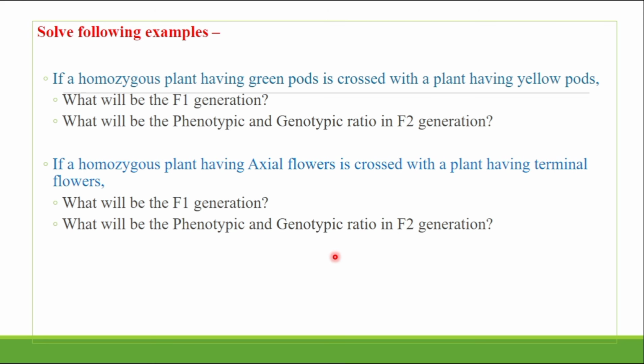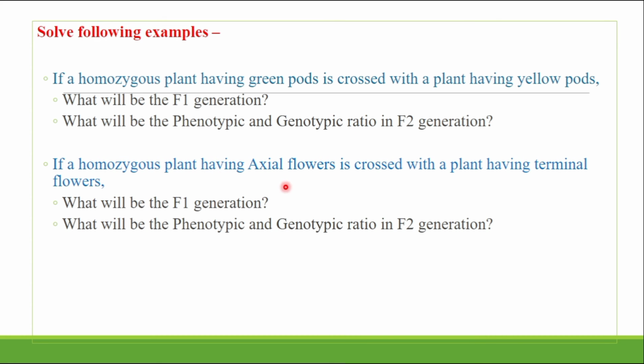Again you can solve the above example for more practice. We selected the green pod, crossed with the plant with the yellow pod, and then obtain the F1 generation, phenotypic and genotypic ratio. So what's the phenotypic and the genotypic ratio? Again the 3:1 and the 1:2:1.